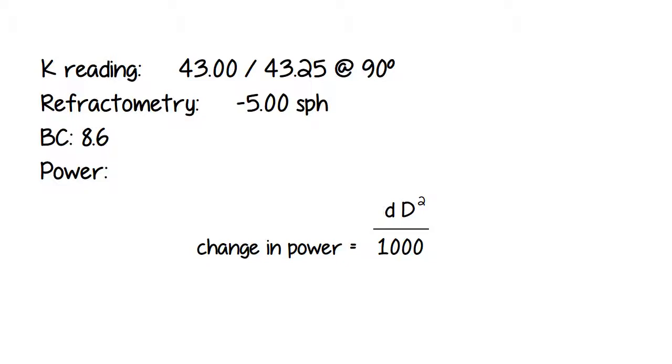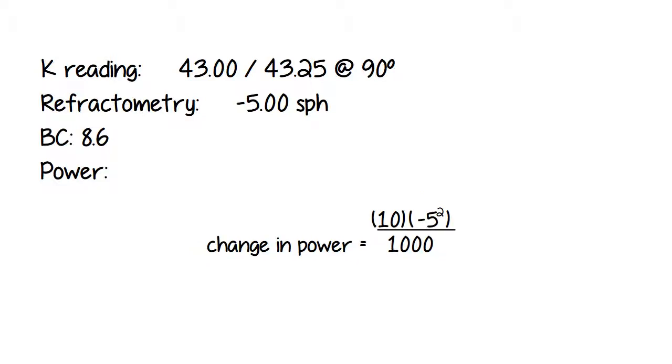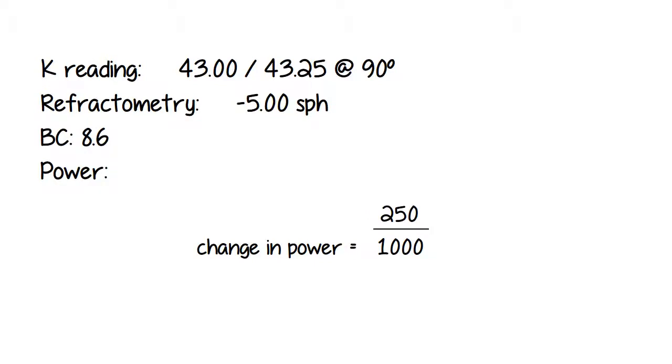This formula here, and I don't believe I introduced this in the videos prior, is called the approximate formula method. The small d is the change in vertex distance in millimeters. So in this case, I said 1 centimeter or 10 millimeters. The capital D, of course, is the power that we got in refractometry. So that's a -5, and we square that. So that's going to be a positive 25. So our change in power is a quarter of a diopter. We want to change it a quarter of a diopter.